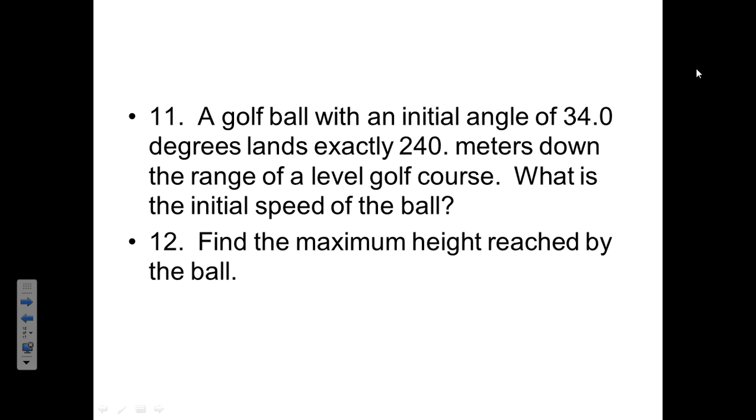So we're hitting this golf ball up at a 34-degree angle. It lands 240 meters down the range of a level golf course. We want to know its initial speed. We also want the max height. The max height will be easy. The hard part to find is going to be that speed.